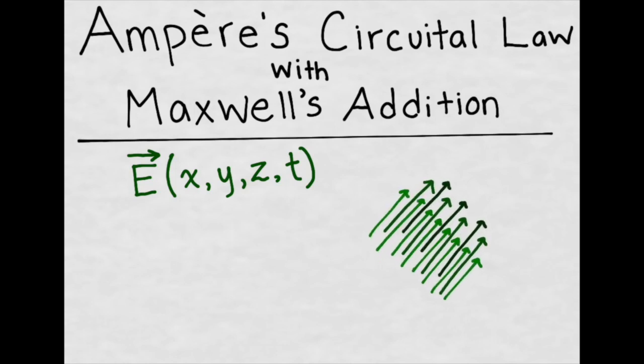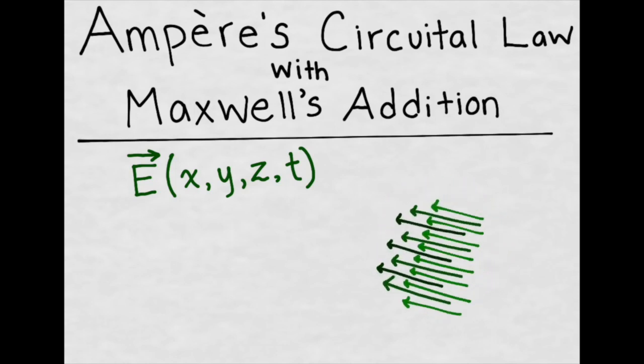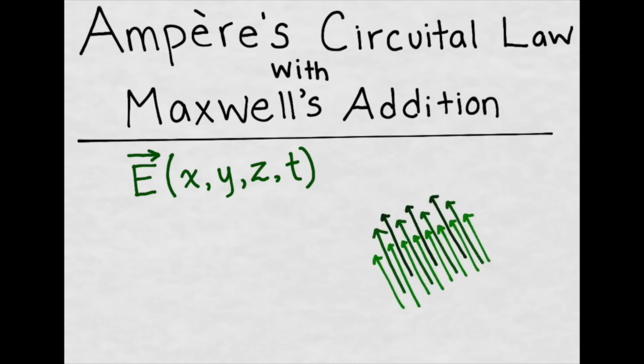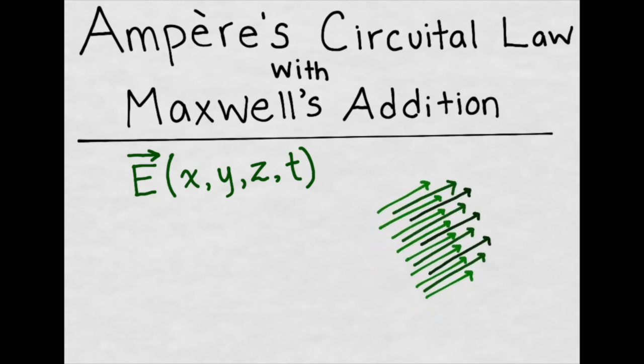So we've established that an electric field can change with respect to a parameter t. The electric field can change with respect to time. So we're allowed to take the time derivative of the electric field. It's a partial derivative because the parameters in parentheses include more variables than just the time t.